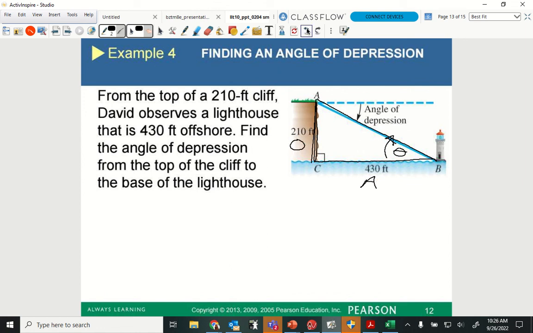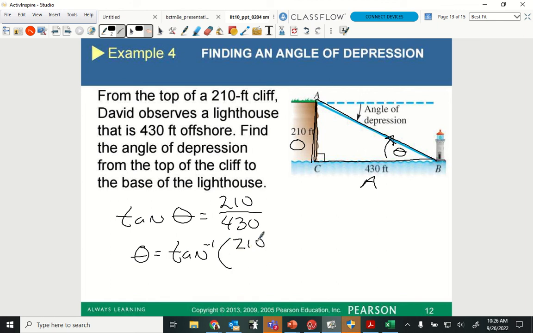And that's tripping on acid. So yes, that one is tripping on acid, right? That's tangent. So that one's going to be tangent of theta because I'm looking for the angle, equal to opposite over adjacent. And whenever I'm looking for the angle, I have to do the inverse. So I'm using theta as my angle here. So theta equals, I could have used B also, inverse tangent of 210 over 430.